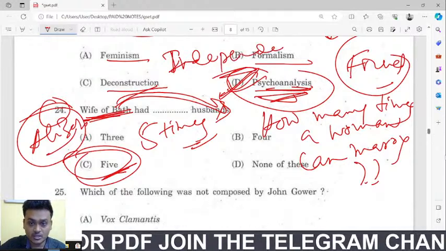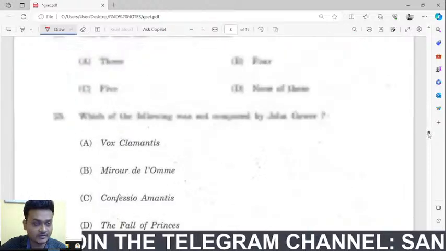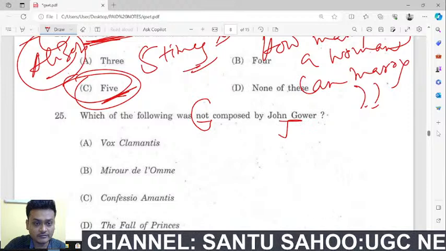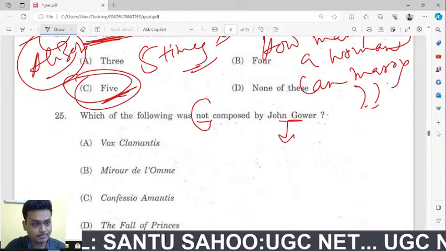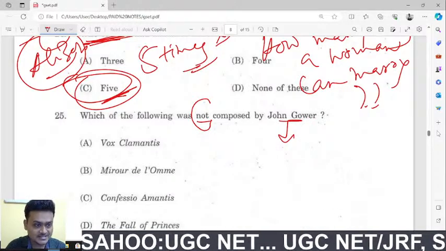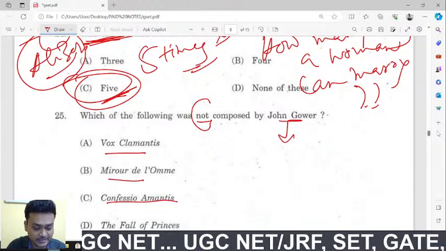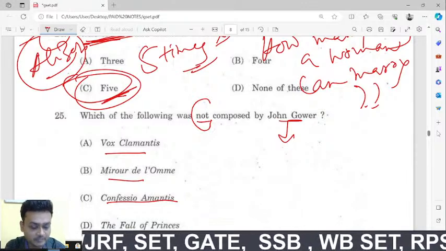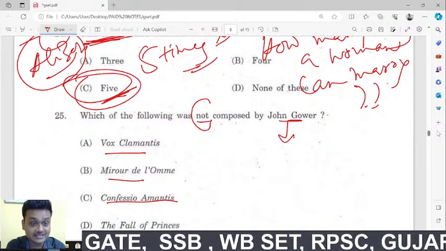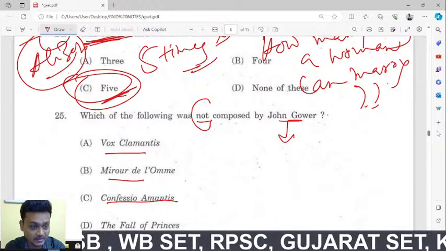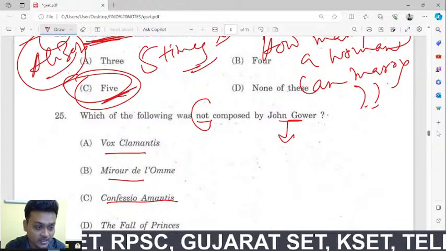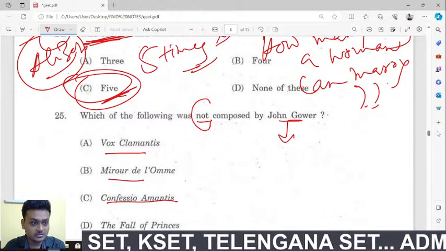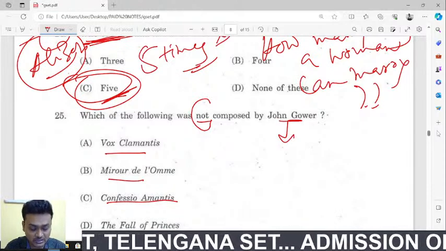Now here is question number 25. Which of the following was not composed by John Gower? Look: Vox Clamantis, Mirour de l'Omme, Confessio Amantis. I had already discussed John Gower's works. Vox Clamantis, Mirour de l'Omme, Confessio Amantis, and The Fall of Princes. Which of these was not composed by John Gower?